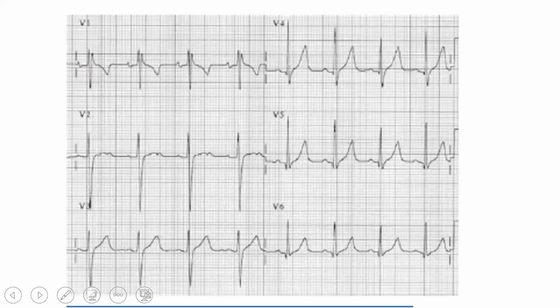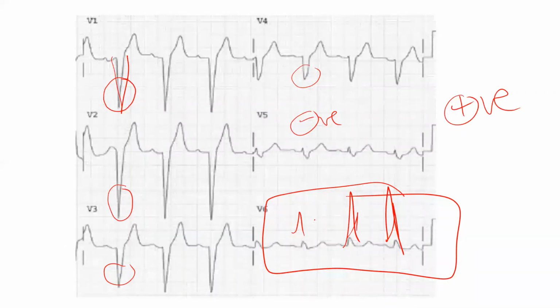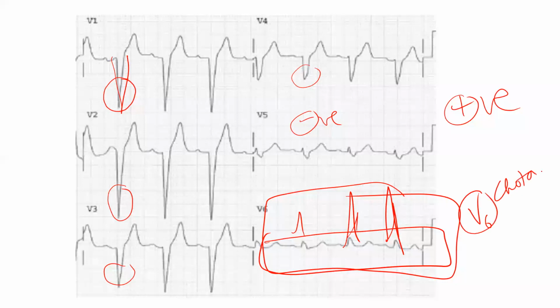See here. Negative, negative, negative. Started becoming positive, positive, positive. See this ECG. So here the lateral leads are small. V6 is small, chota. It signifies that there is a lateral wall infarction.